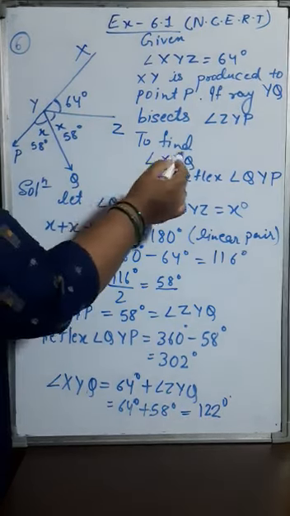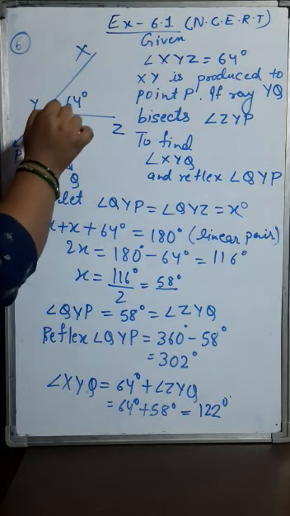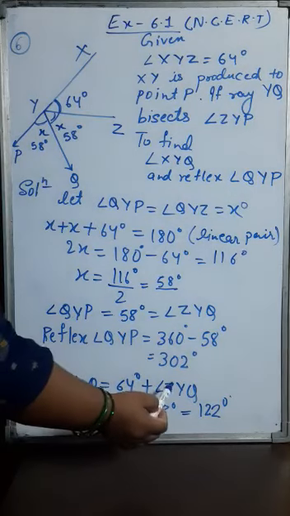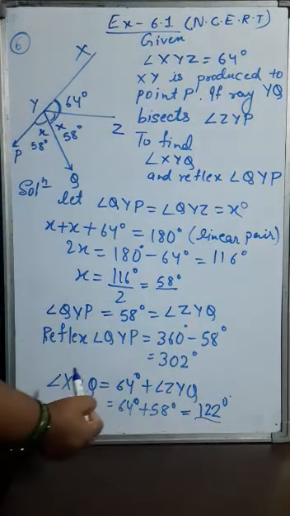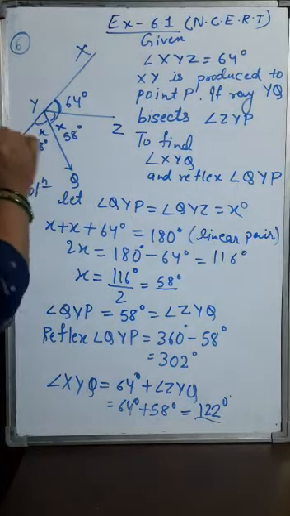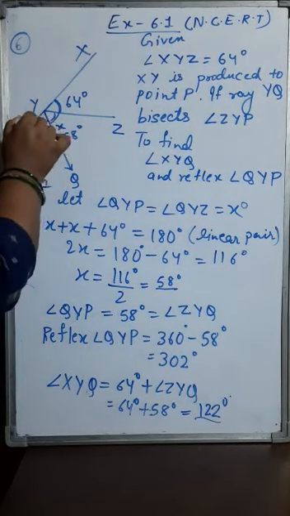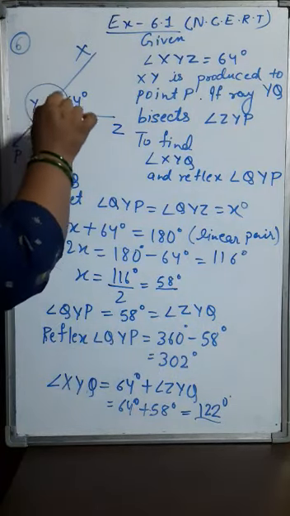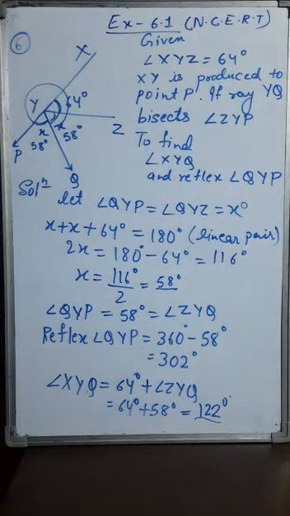Now, we have to find XYQ. XYQ is calculated by adding 64 and 58, which I have done here. XYQ is 64 plus ZYQ, which is 58 degrees. So, it is coming 122 degrees. Next, we have to find reflex of QYP. QYP we have already calculated as 58 degrees. So, its reflex is 360 minus QYP. So, 360 minus 58, which is 302 degrees.